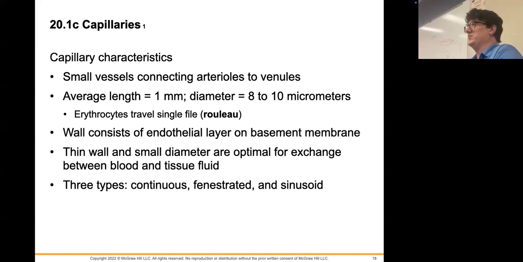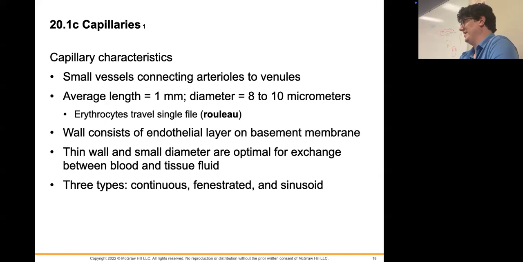Now, so far we haven't really talked about capillaries, even though capillaries are awesome. They are tiny, just a little bit bigger than a red blood cell. We're talking 8 to 10 micrometers. A micrometer is 1,000th of a millimeter.